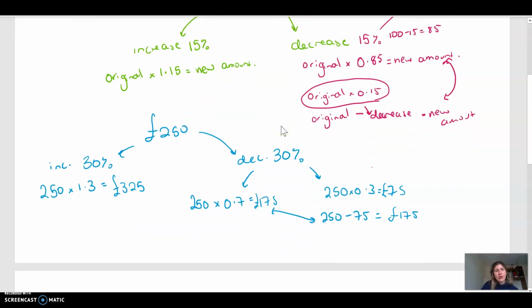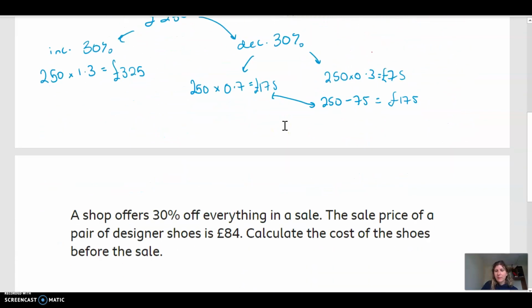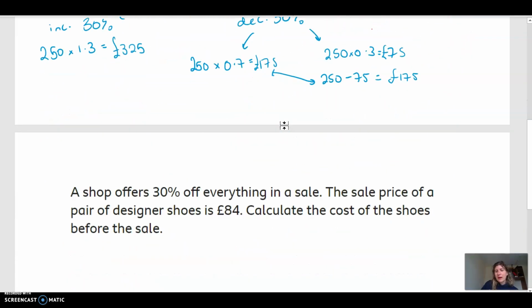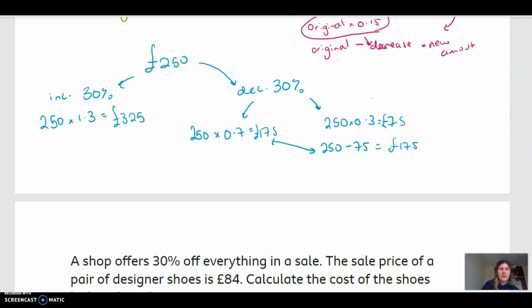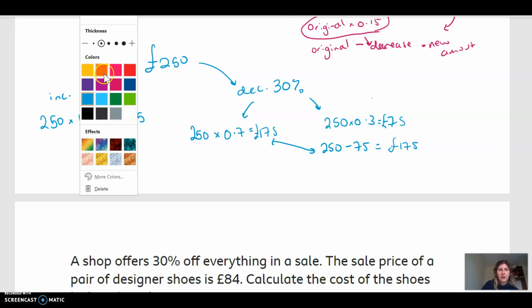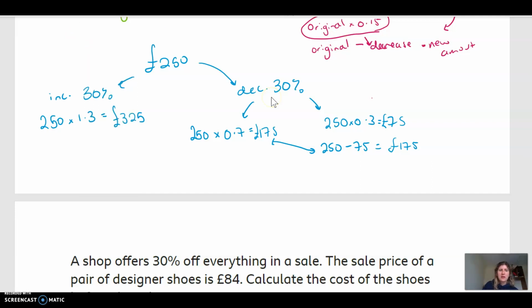Alrighty, let's move on. So if we now go down, we're going to work on reverse percentages, okay? That was just percentage increase and percentage decrease. Now, reverse percentage is a little bit different because in this case, say we look at the increase one, we're going from that 325. We know that we're increasing it by 30%, but we want to find what on earth we started off with. It's really just a little bit of simple algebra.